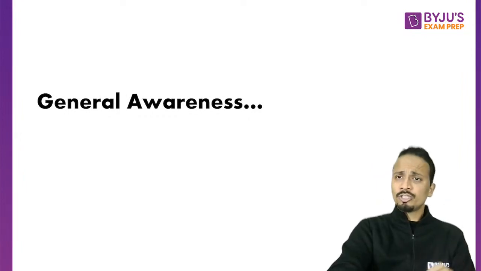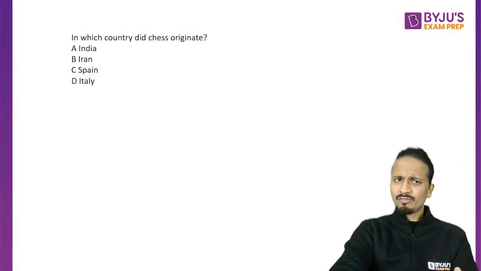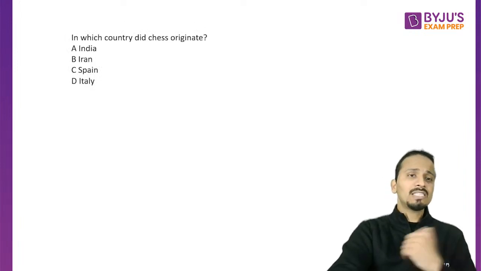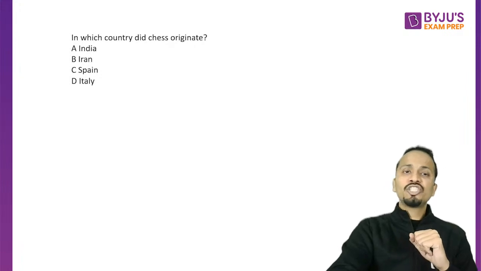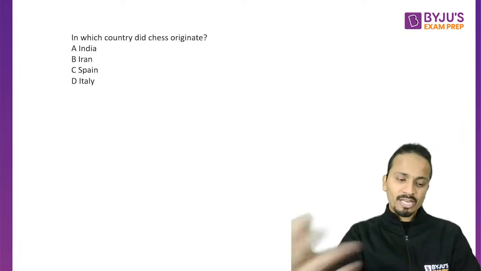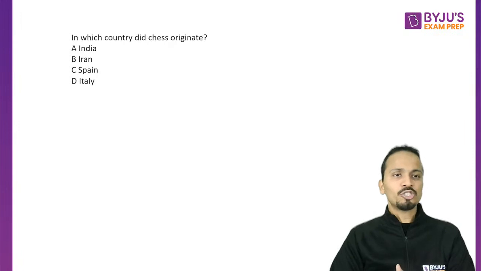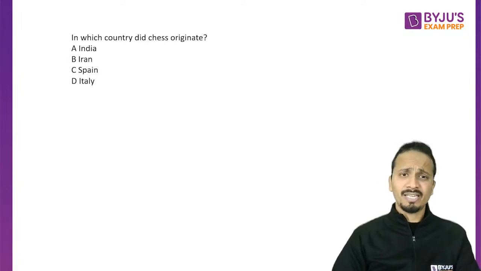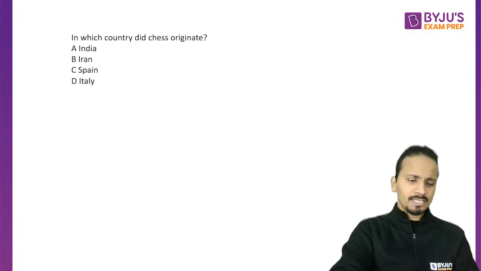So there are 40 questions. Among them, this was a question that was asked last year. In which country did chess originate? Can you answer quickly? India, Iran, Spain, or Italy? I'll wait for 10 seconds.